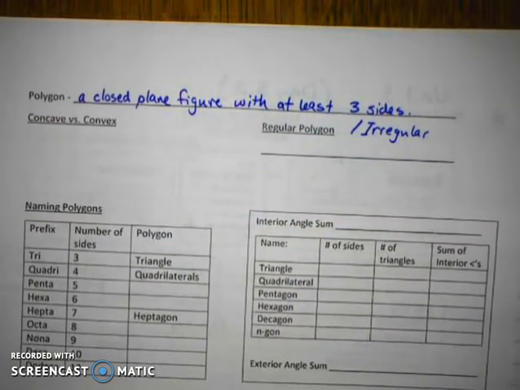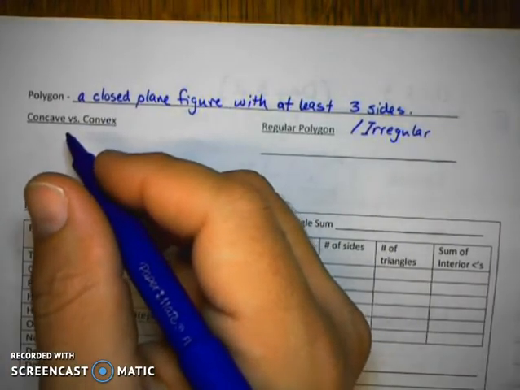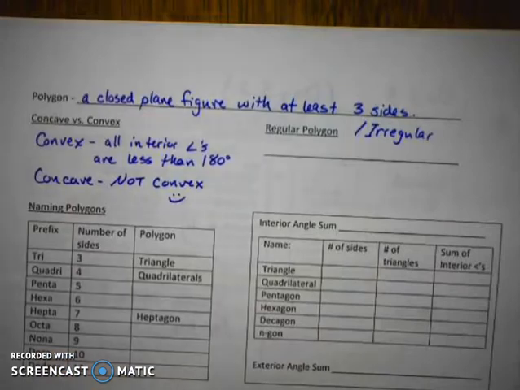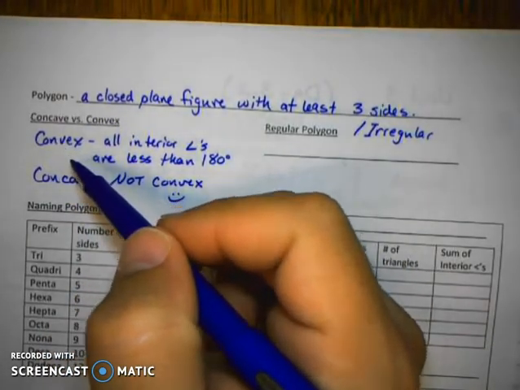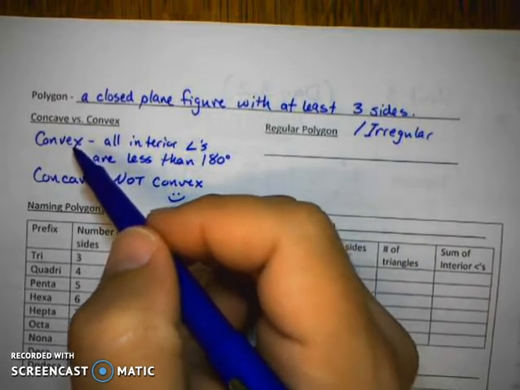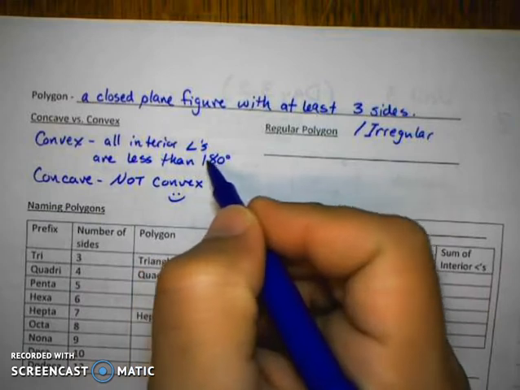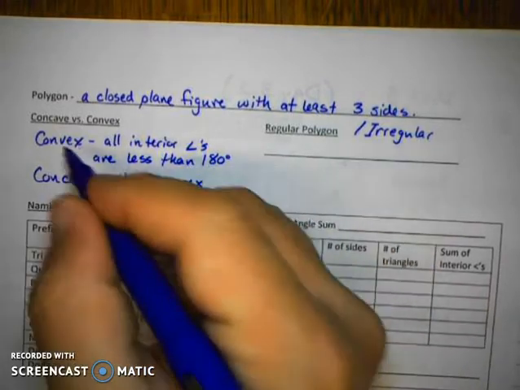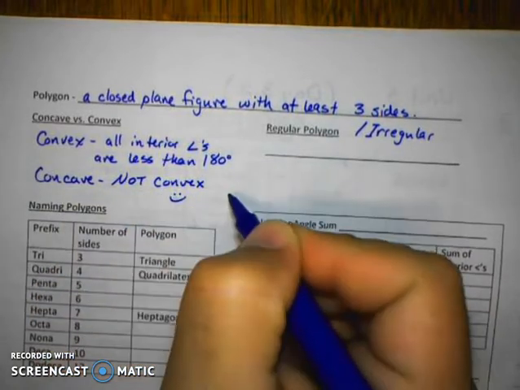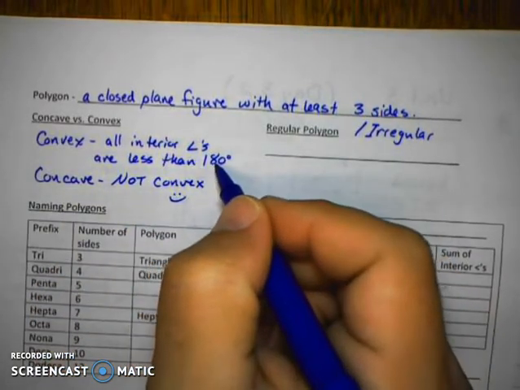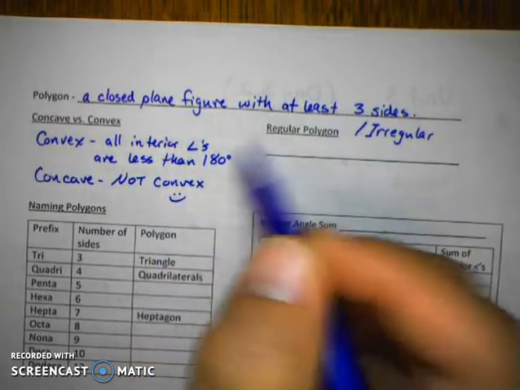Okay? So concave versus convex, let's look at those definitions. Okay. Your definition for convex should have been something like this. To be convex, a polygon has to have all its interior angles less than 180 degrees. And that makes it concave if it is not convex. Okay, so if any angle is more than 180 degrees on the interior, then it's not convex.